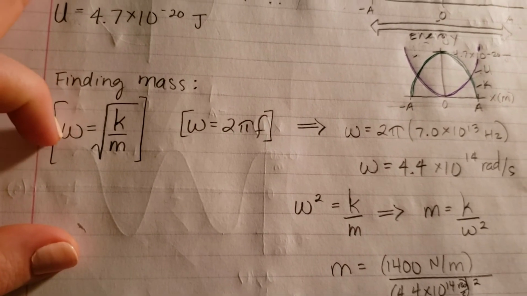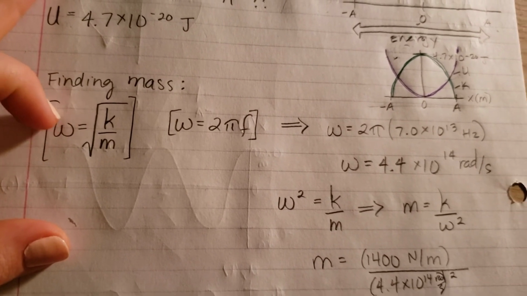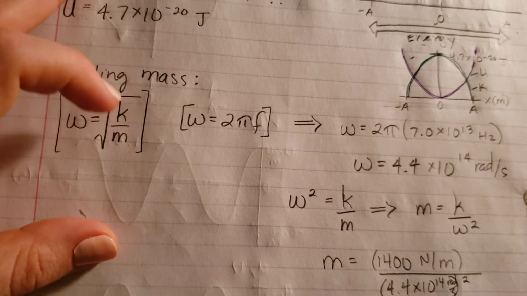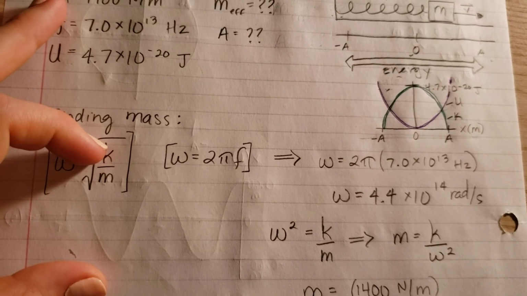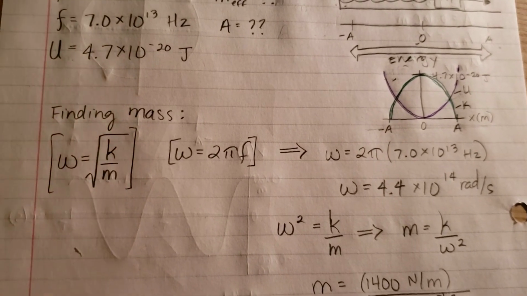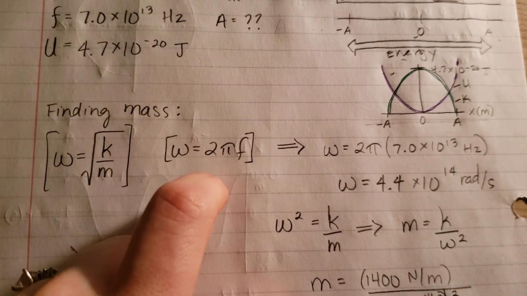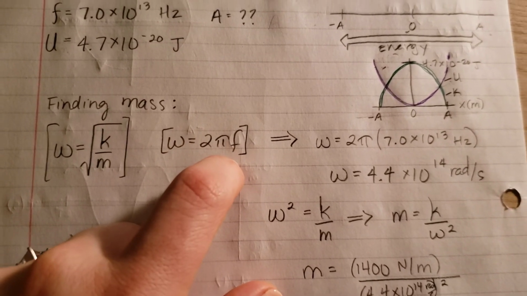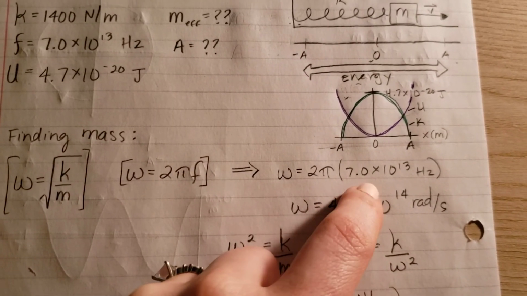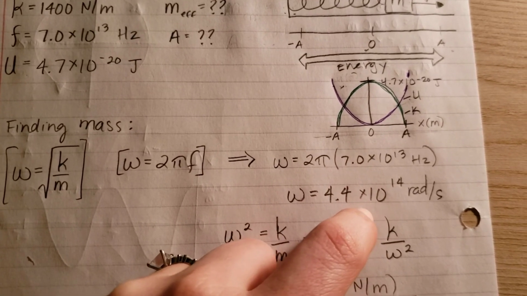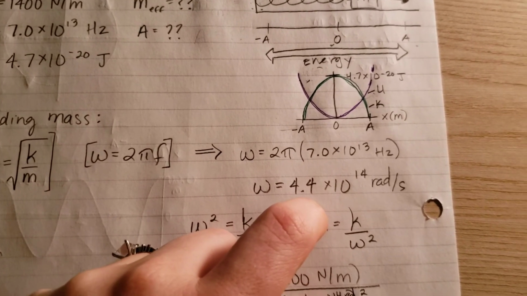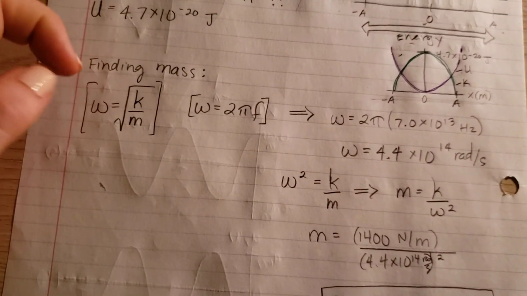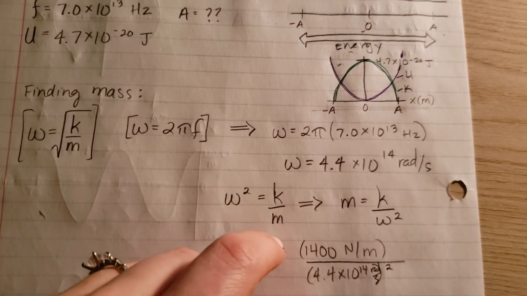Okay, so now we can find the mass using this equation here. We can find the mass using the angular frequency, as well as the spring constant, and we know that the angular frequency is equal to 2 pi times the frequency, so we can just plug that in and we get our angular frequency equal to 4.4 times 10 to the 14 radians per second, and then we can plug that in to this equation to find the mass.